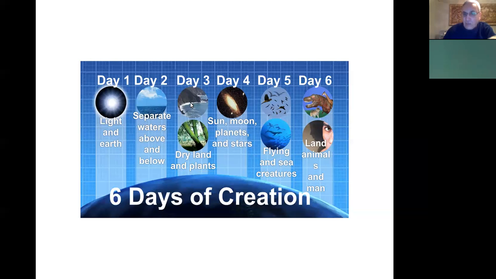Day three, he ordered the earth, which is hidden in the water, to appear. And then he created the plants. In day four, he created sun, moon, and stars. And obviously the planets that go with them, there are planets rotating around the sun. So every star has many planets rotating around them, and there are billions of them and the stars.